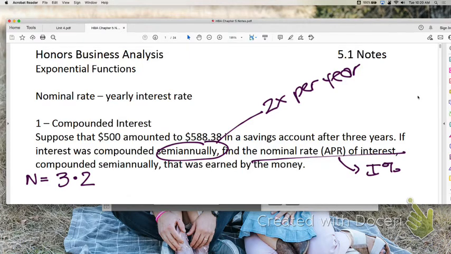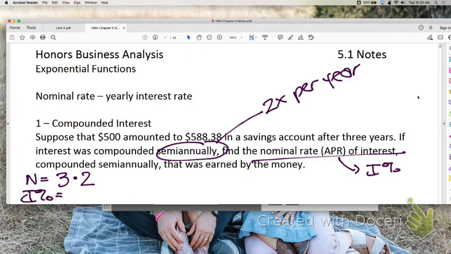Okay? That's what we're finding. That's our question mark. What's next? Present value, right? Present value is what you start by investing. So in this question, what is the present value? 500. Now, here's the one weird thing about this programming.